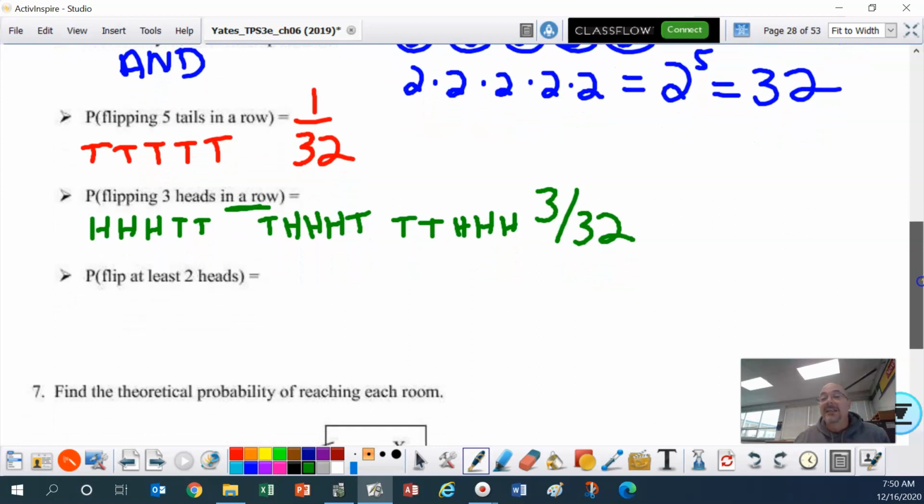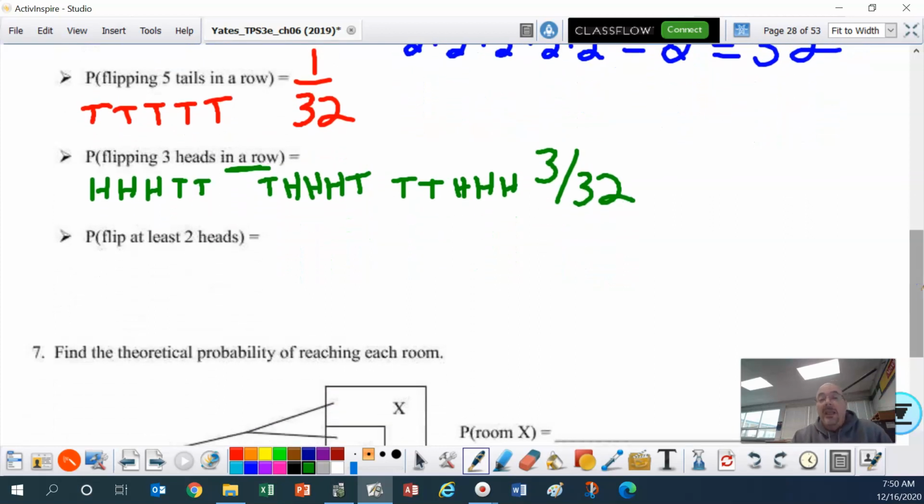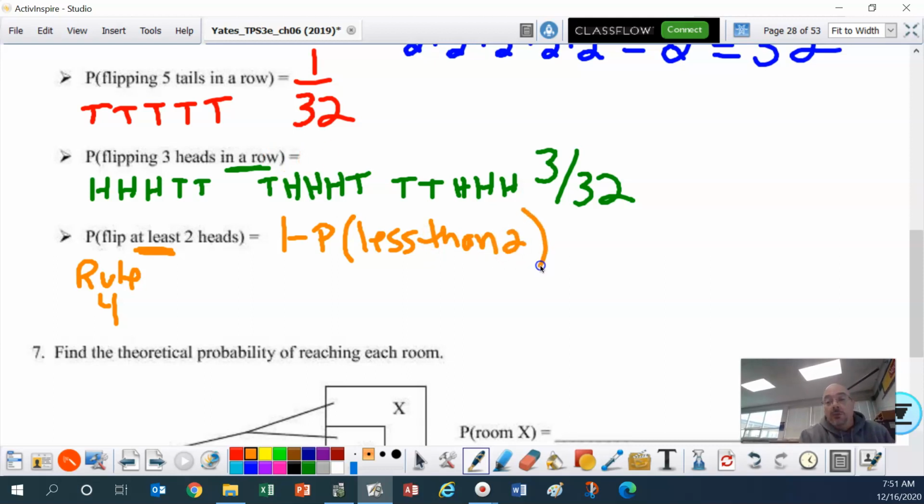Okay, folks, now this next one. The probability of flipping at least 2 heads. Rule 4, complement rule. At least. As soon as I saw that, I went, okay. So 1 minus the probability. At least 2. What's the complement of at least 2? Less than 2. At least 2 means 2 or more. You're not going to be able to do that unless you list out every single outcome. You don't want to do that. So the opposite of at least 2 is less than 2. Okay, well, I can do that, folks.